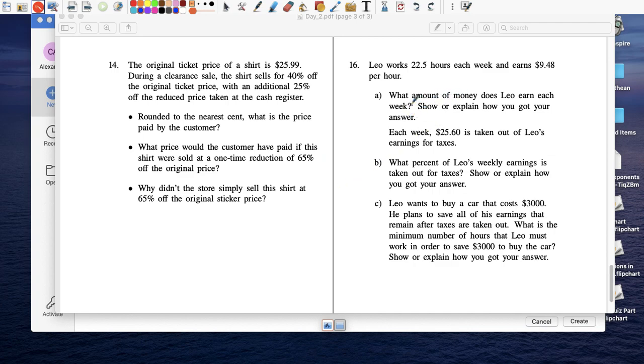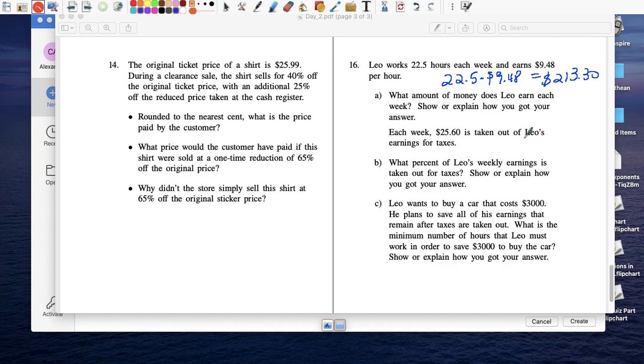What amount of money does Leo earn each week? Well, 22.5, multiply that by how much he gets paid. So 22.5 times 9.48 equals, so he takes home, well, before taxes, $213.30. Each week, $25.60 is taken out of Leo's earnings for taxes.